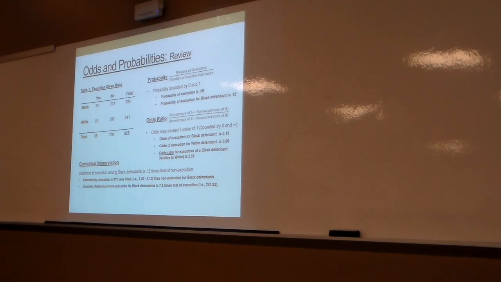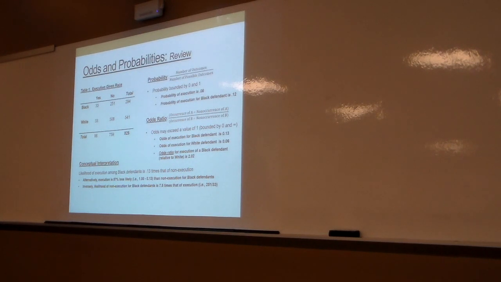That my target outcome is less likely. If my odds exceed 1, it means the target outcome is more likely, right? And so we can start to play around with this a little bit. Odds are difficult things to think about, but if we go through and start manipulating this, I can say the likelihood of execution among black defendants is 0.13 times that of non-execution. An odds that's less than 1 suggests that the likelihood of execution is less than the likelihood of non-execution.